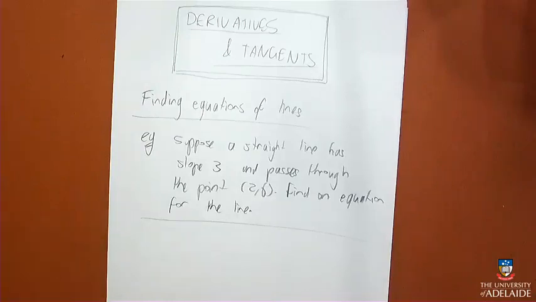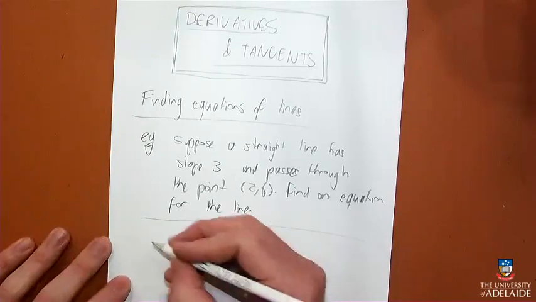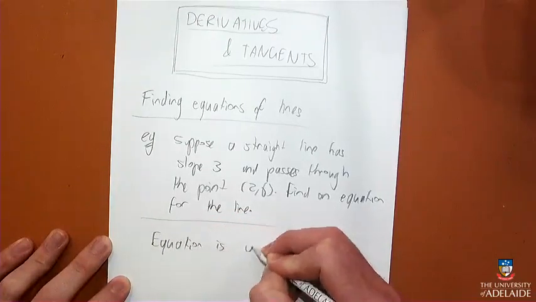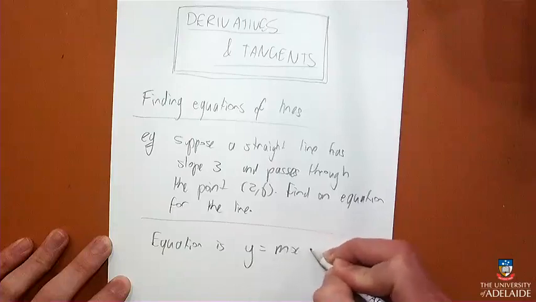Okay, so the slope and one point it passes through is enough information to find the equation of a line. There are various versions of the equation of a line, and one of them does actually include the slope, so it's not the worst one to use as my first version of the equation of a line. So I know that the equation is y equals mx plus c.